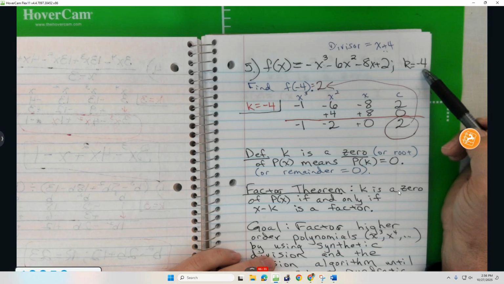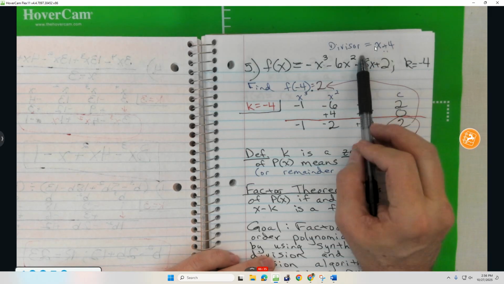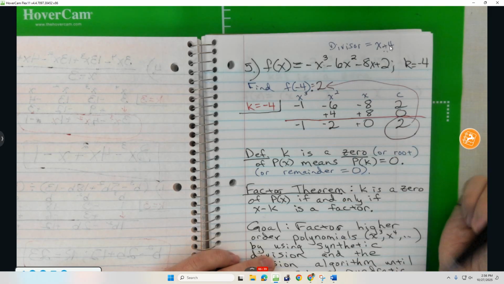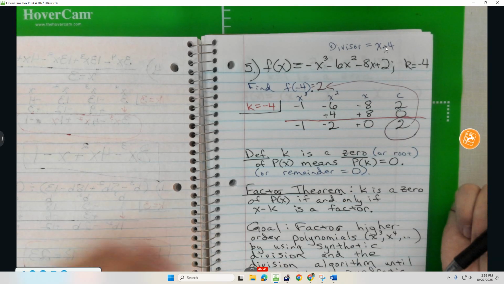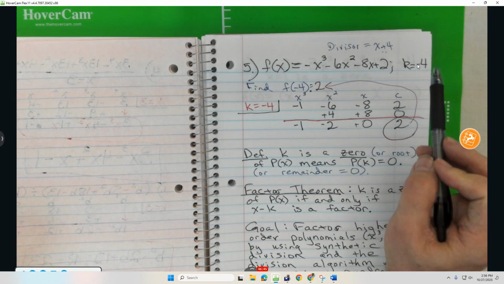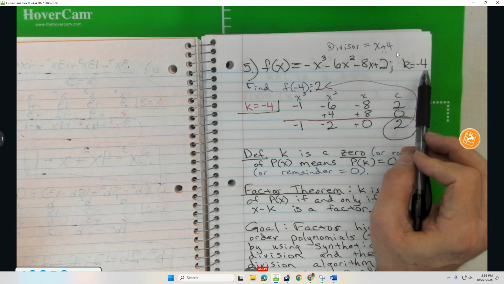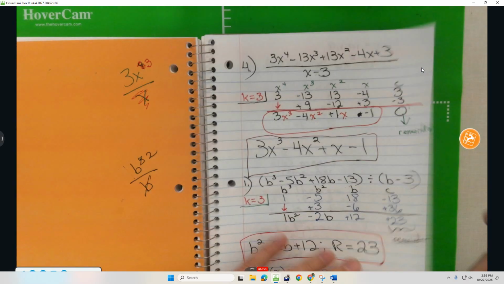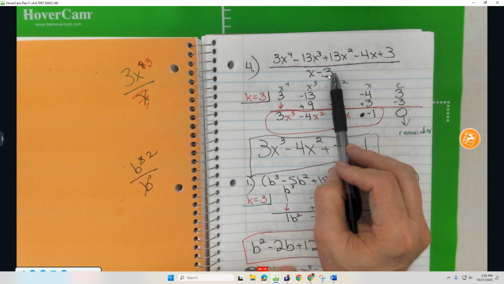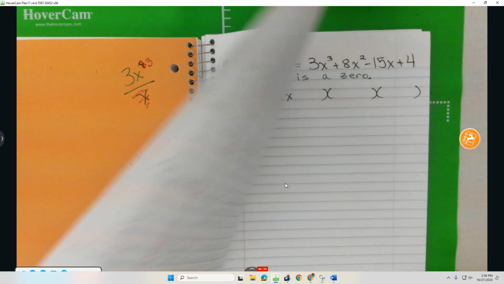If k is negative 4, the divisor, hence the factor, would be x plus 4, but it doesn't divide evenly, so it isn't a factor, okay? But what you see is that the k value and the constant in the divisor are exactly opposite. The k value is 3. You were dividing by x minus 3. Same thing here.